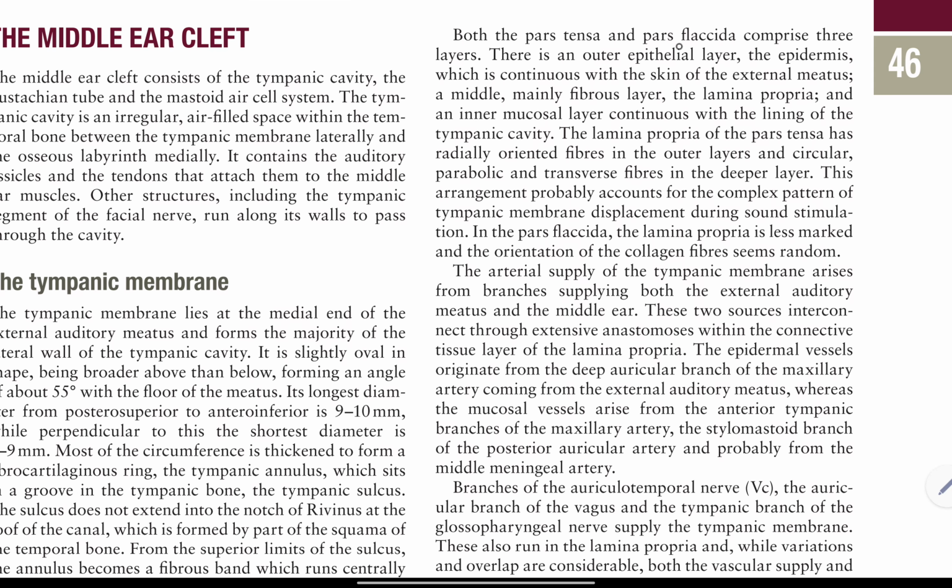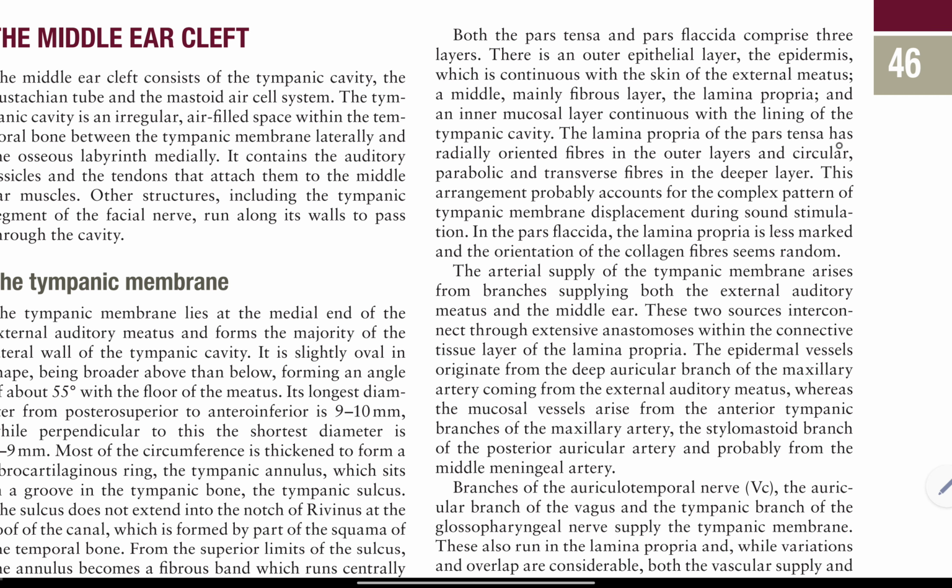Both the pars flaccida and pars tensa comprise three layers. There is an outer epithelial layer, the epidermis, which is continuous with the skin of the external meatus, a middle, mainly fibrous layer, the lamina propria, and an inner mucosal layer which is continuous with the lining of the tympanic cavity.